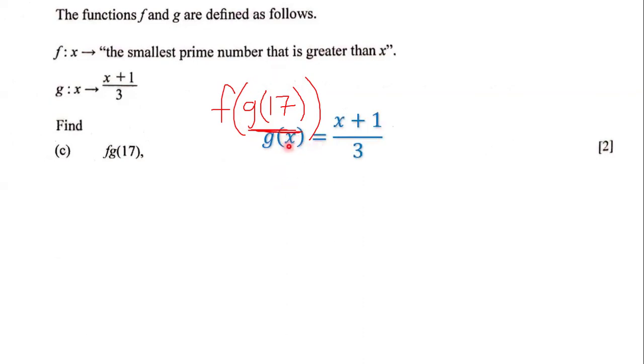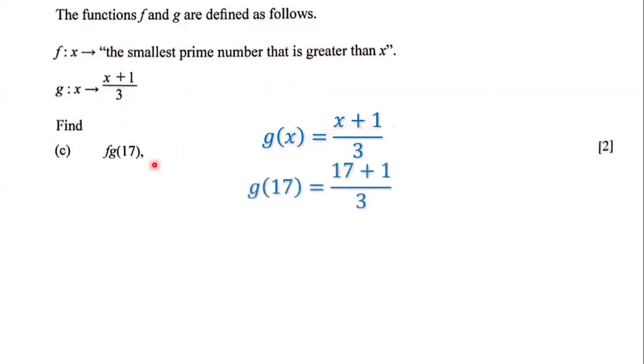So let's figure out what g of 17 is. We know that g of x is x plus 1 over 3. That's how the function is defined. So wherever we see x, we put 17, because that's what x is. So you have 17 plus 1 all over 3, and 17 plus 1 is 18. So we have 18 over 3, and 18 divided by 3 is 6. So g of 17 is 6.